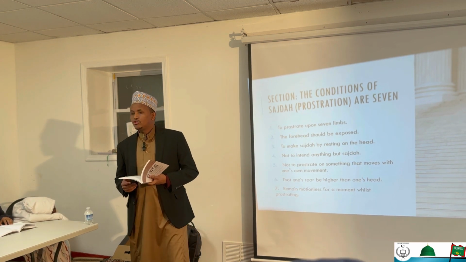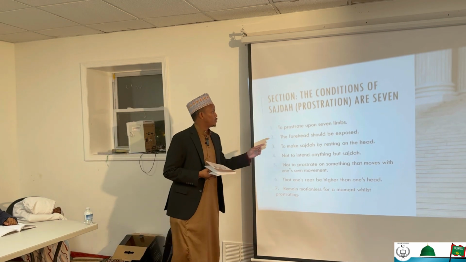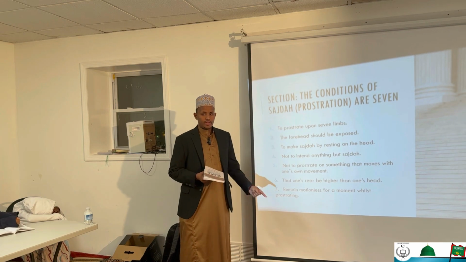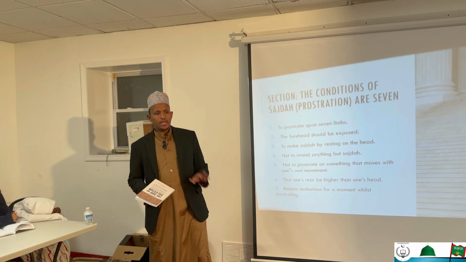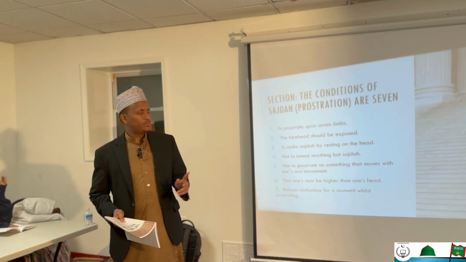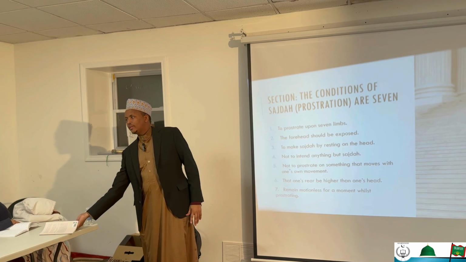So أن يسجد على 7 أعضاء. So number 1 is you have to prostrate upon 7 limbs. So 7 limbs, although it's going to be on our next slide, but anyone who has a guess, whenever we are doing prostration, we are supposed to prostrate upon 7 limbs. Do you know what those 7 limbs are?